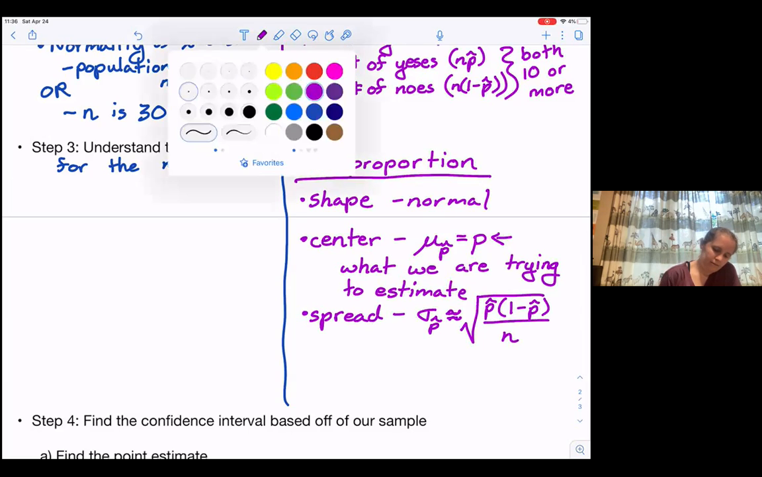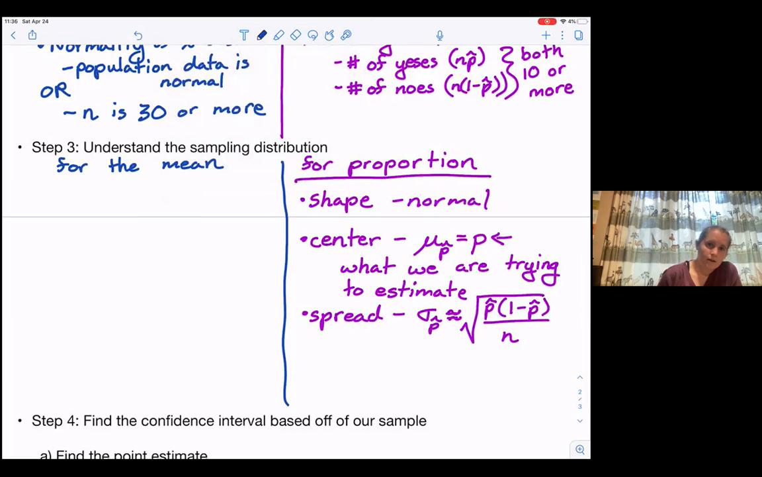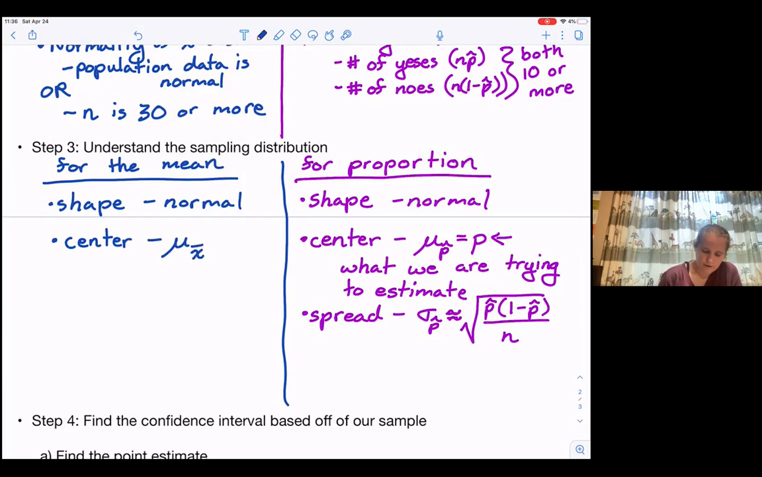For the mean, our shape again, we're presuming is normal if we met the conditions for step 2. The center, we have mu sub x bar is the population mean mu. And this is again what we are trying to estimate.